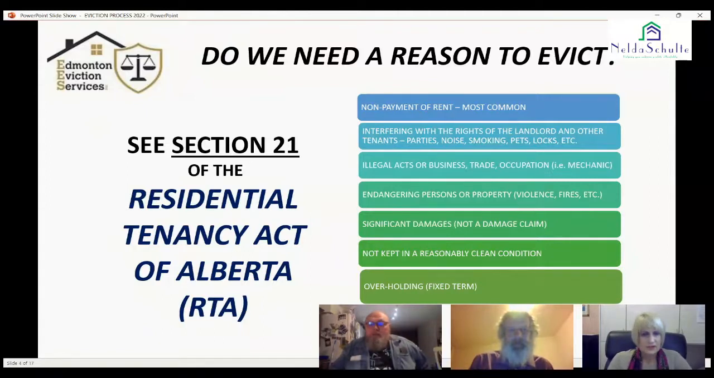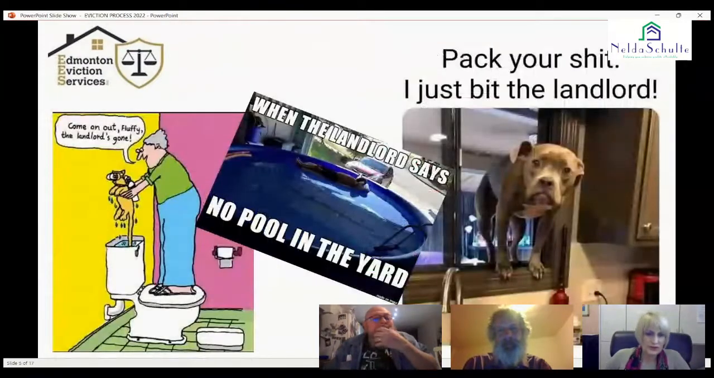I just want to backtrack a little bit. Can tenants contest an eviction for non-payment of rent? No, that's the only thing they can't contest. All the rest, they can say, no, I didn't interfere, it's in perfectly good condition, it's clean, I didn't do any damages, or I didn't really overhold, the lease is wrong. But if you owe money, you can't contest that. So that's the one reason you can't contest if you're evicting a tenant for non-payment of rent.